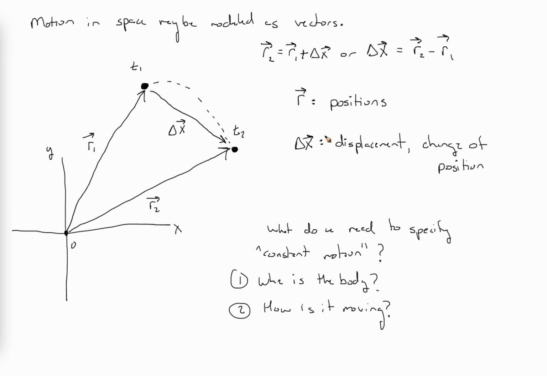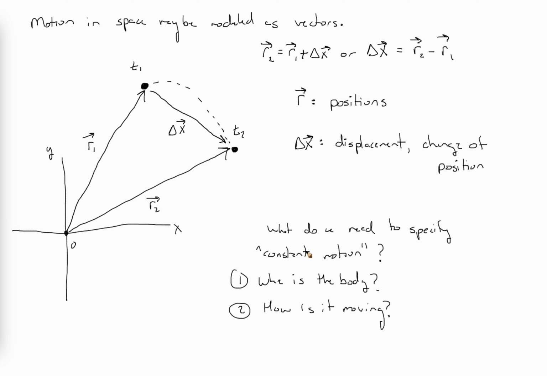Now notice this delta x is independent of our coordinate system. If I imagine grabbing this and moving it around, the vectors R1 and R2 will swing around with me, but this vector delta x stays in the same spot. And so this is how we assign a displacement, or a change in location, to a particle in space.